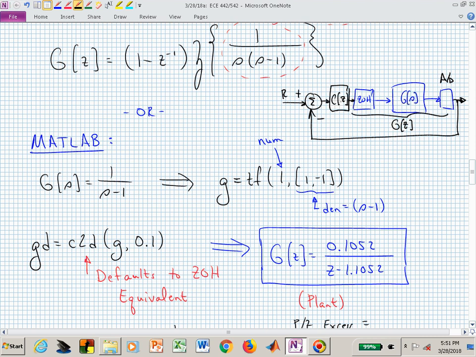And where's the pole of this G of Z? It's at the value of Z that causes that denominator to vanish. The pole is at 1.105. Where is that relative to the unit circle? It's outside. It's unstable, and we started with an unstable analog plant, didn't we? It was a pole in the right half plane. So now we want to use the Ragazzini approach to try to stabilize this unstable system.